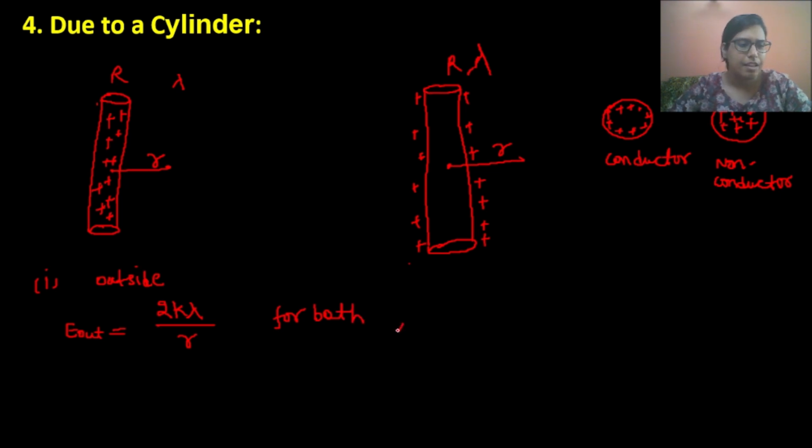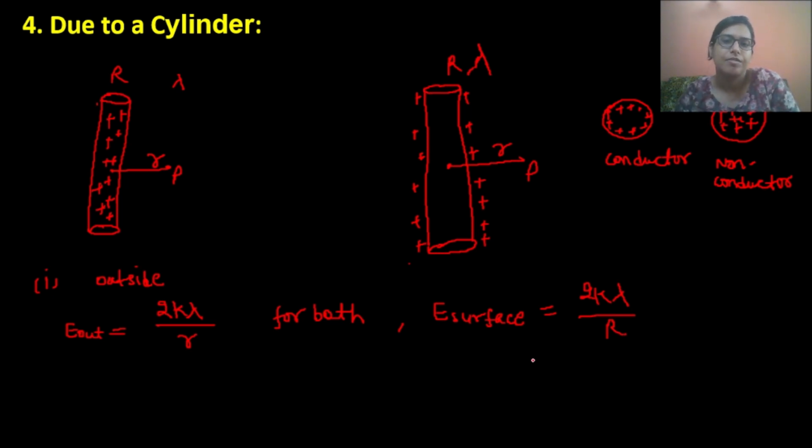And E at the surface, if the point P lies at the surface, then the electric field will be 2k lambda upon capital R, because the small r becomes a capital R. This distance is measured from the center line, so at surface it will become the capital R. This is also same for both. This is second case.